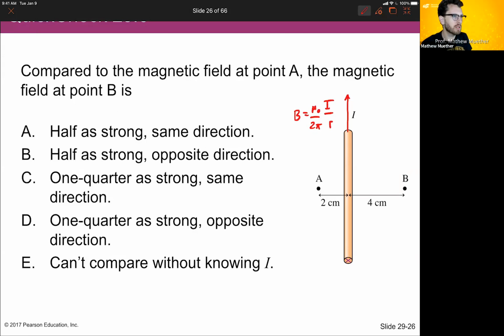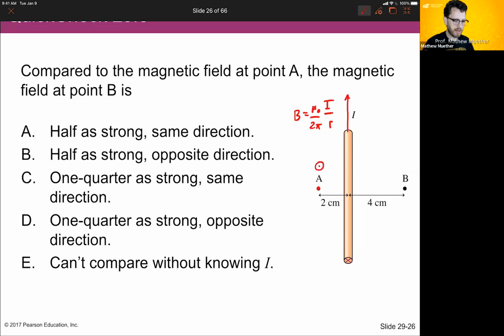Okay, so let's start with the directions. So at A, what direction does the magnetic field point? Well, I'm going to use my right-hand rule. My right-hand rule when I'm dealing with current flowing through a wire tells me I'm going to align my thumb with that current that's pointing upwards using my right hand, and my fingers are going to circulate around that current in the direction of the magnetic field. So at this point, the magnetic field has to be coming out towards me.